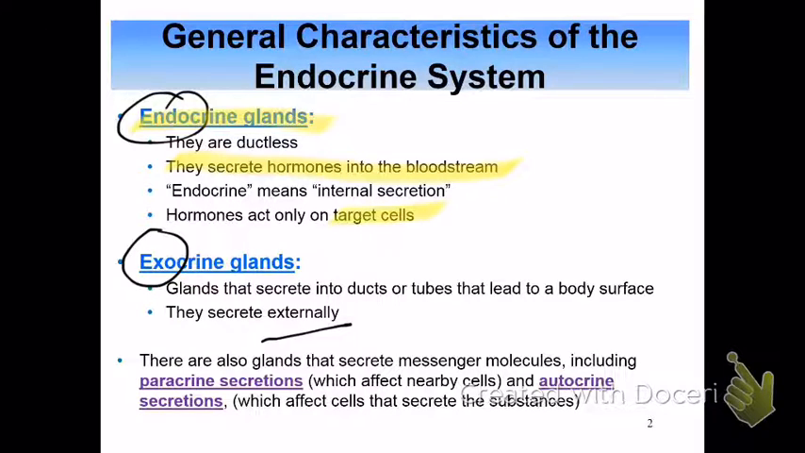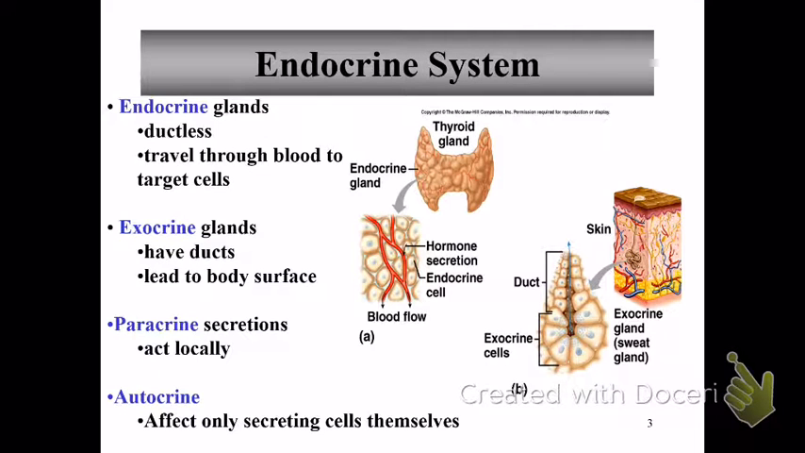There are also some glands that secrete messenger molecules, including paracrine. Para means near. So the hormone doesn't go into the blood, it just travels and communicates with nearby cells. So cells that are nearby. So like your liver cell communicates with your liver cell. Autocrine secretions, which affect cells that secrete substances. So those are just some other examples, but that's a big idea of the endocrine system. Now here's a picture that goes over what I just went over. You've got exocrine gland, they're ductless.